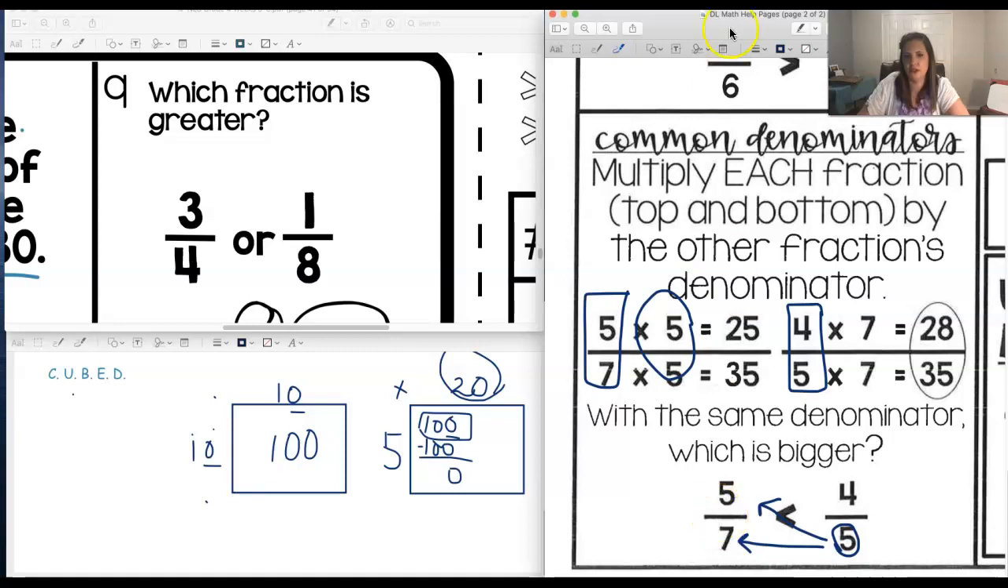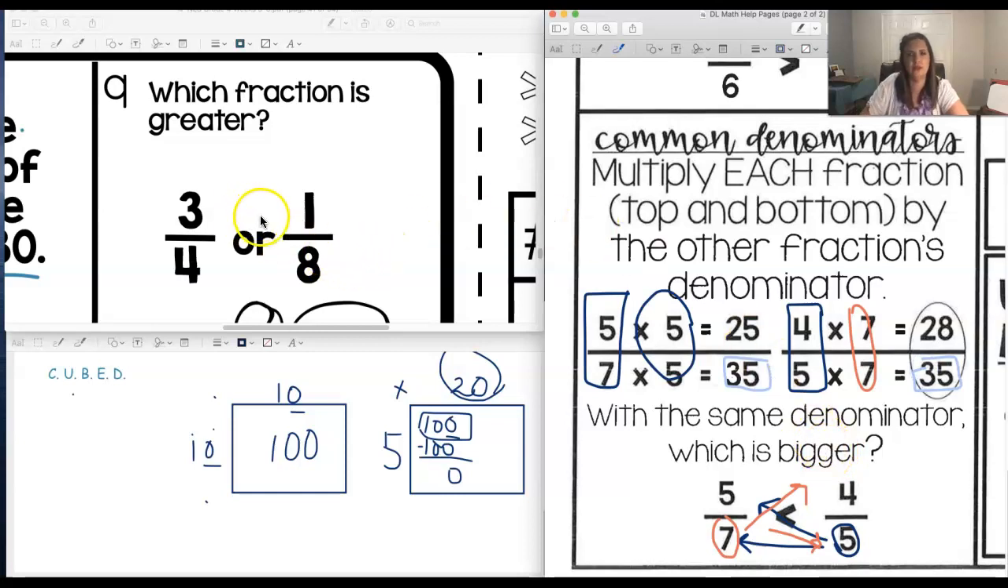And then they took this other denominator. Let me change color so you can see it. They took this denominator and they multiplied it to the top and to the bottom of this fraction, and you can see it right here. And by doing that, now I have the same denominator in both numbers. Now both numbers have the same denominator, and I'm able to compare them.